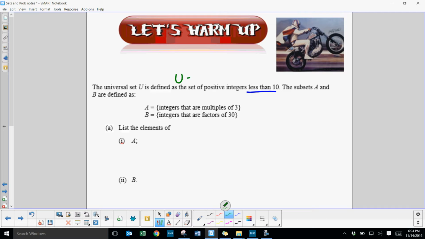So let's just write out the universal set, for example, positive integers, so positive whole numbers, 1, 2, 3, 4, 5, 6, 7, 8, 9. Does it include 10? No, it doesn't, because the word's less than 10. So it's worth having the universal set written out in this question.